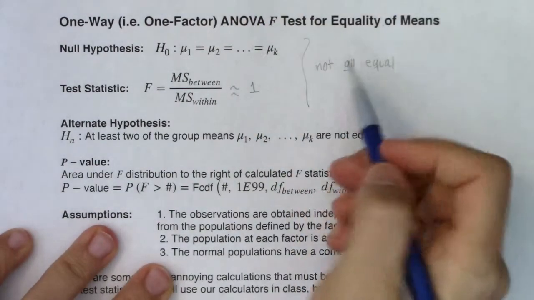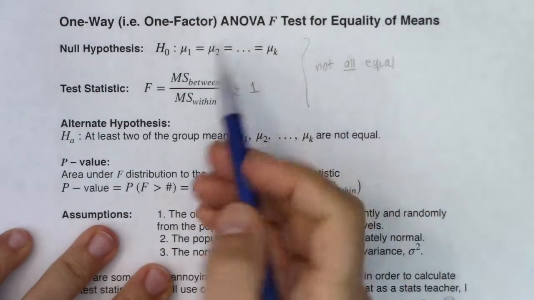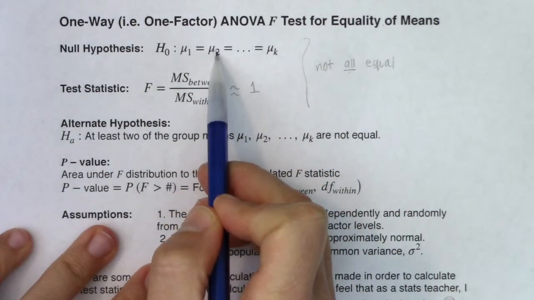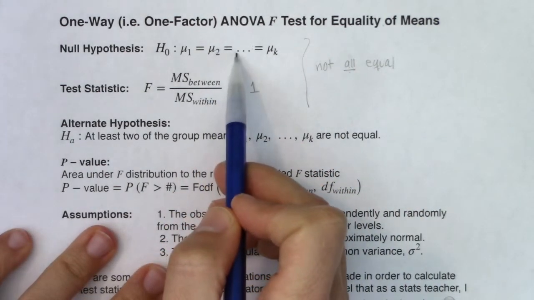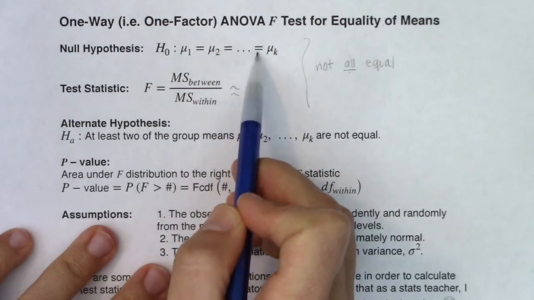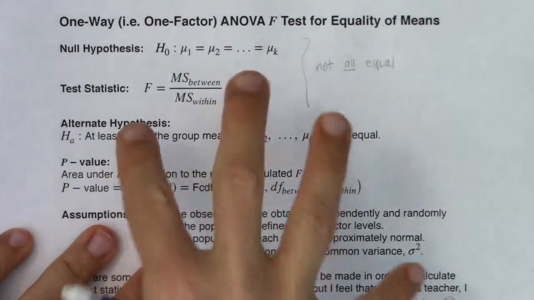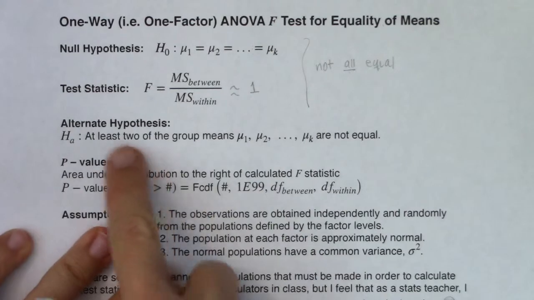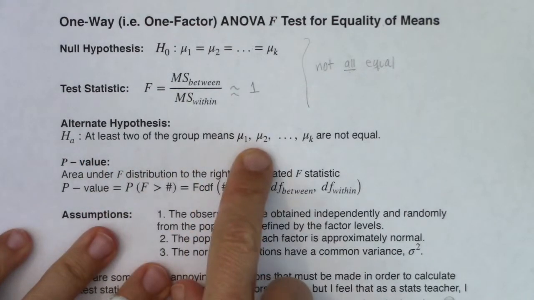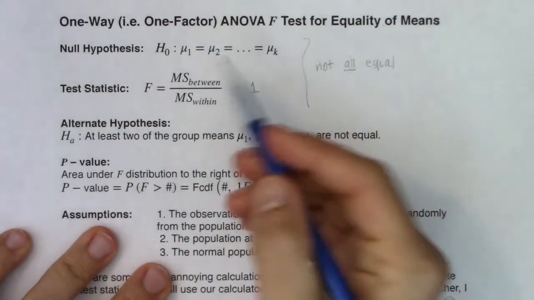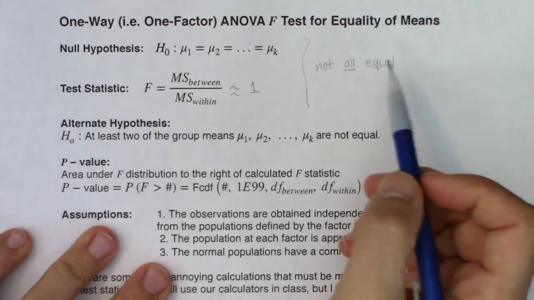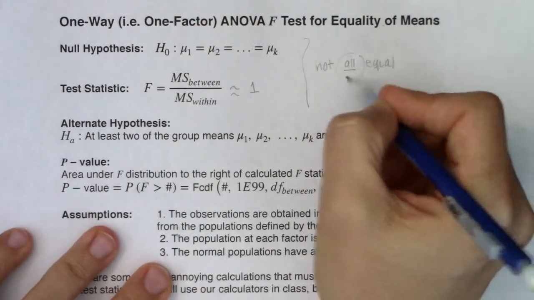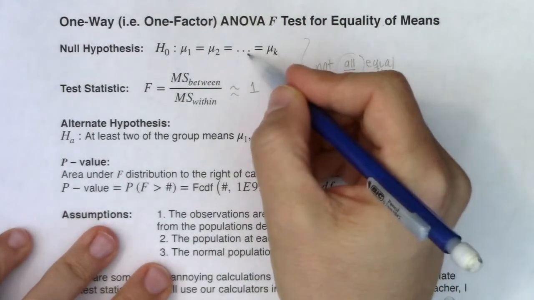If the complement is that they're not all equal, it could still be that mu1 equals mu2, and maybe mu2 equals mu3, but maybe mu3 doesn't equal mu4. So they're just not all equal to each other. That's why I'm saying at least 2 of the group means are not equal. It could be that none of them are equal, but we're just saying it's not all that are equal to each other. That is the complement here.